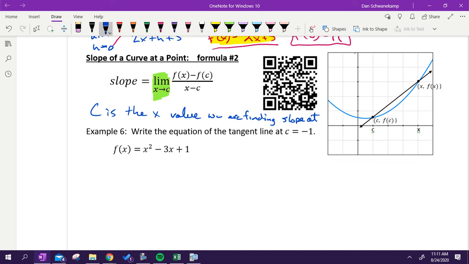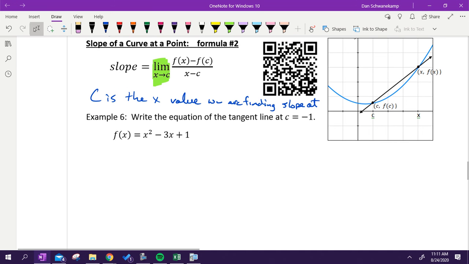All right, so again, they're giving us a parabola. The c represents the place we're trying to find the slope at. If we look at this thing, it's just slope formula. There's nothing about this that's weird. This is y sub 2 minus y sub 1 over x sub 2 minus x sub 1. That's all it is. It's just slope formula.